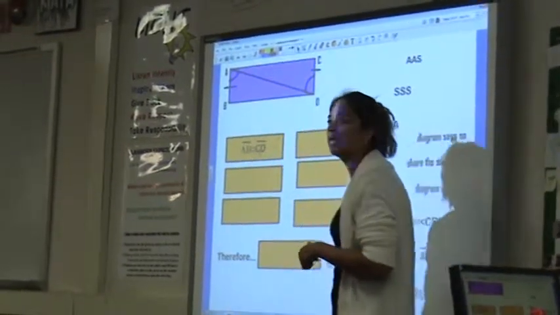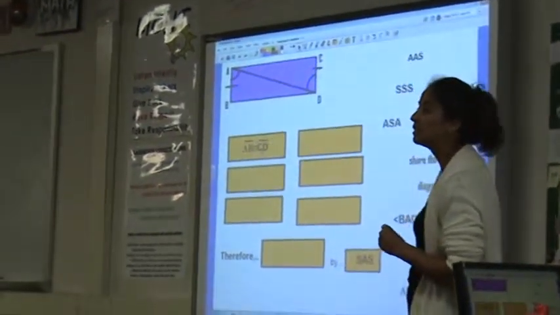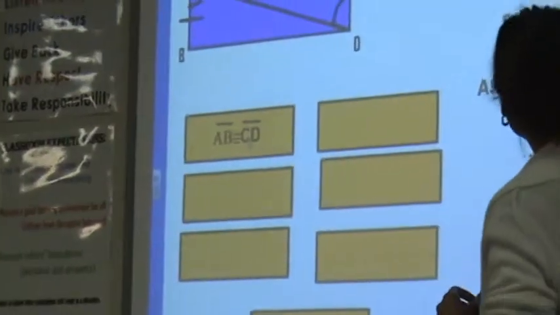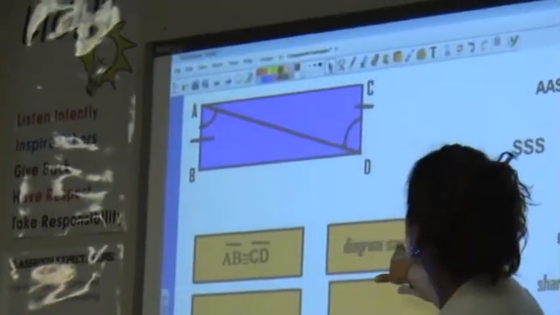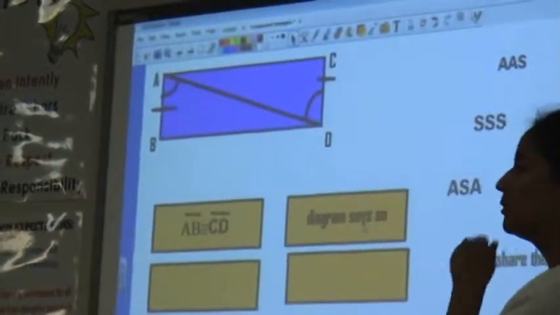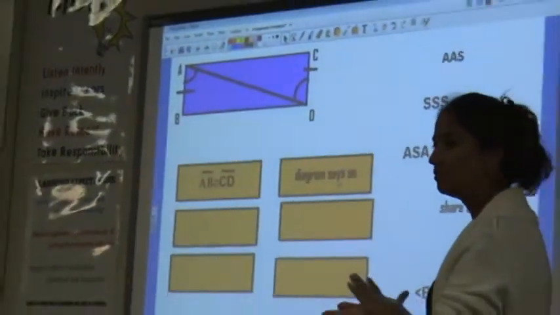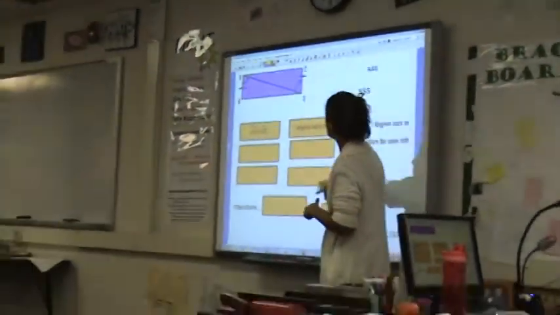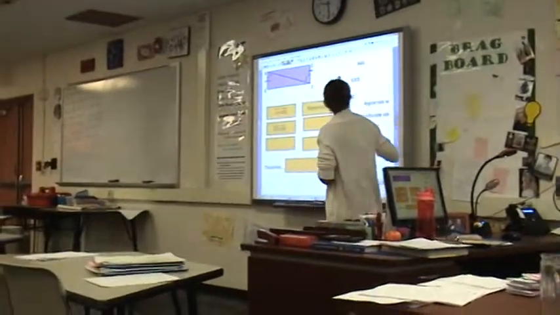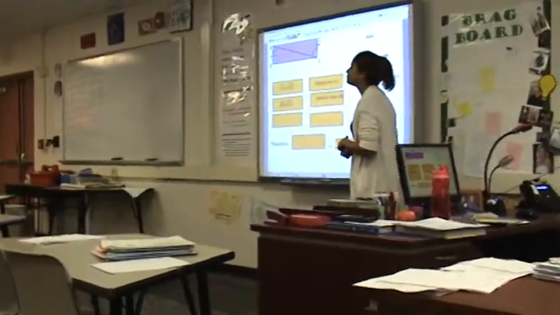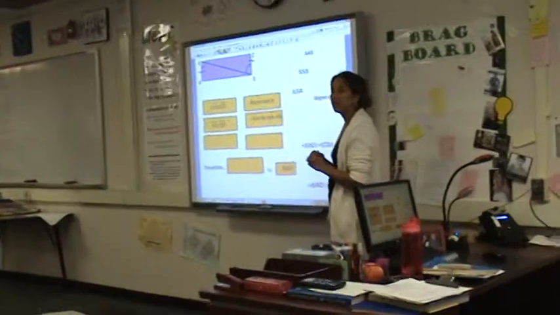CD and AB are congruent. How do we know that? Because the diagram says so. What else do we know? AD is equal to DA because they share the same side. What else do we know?